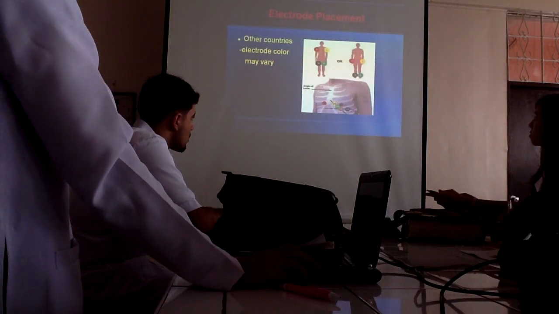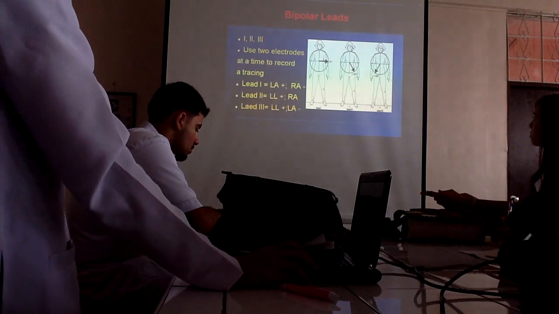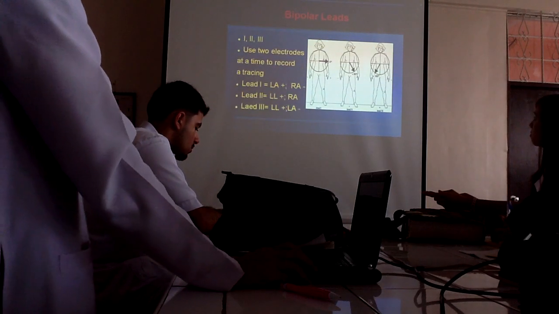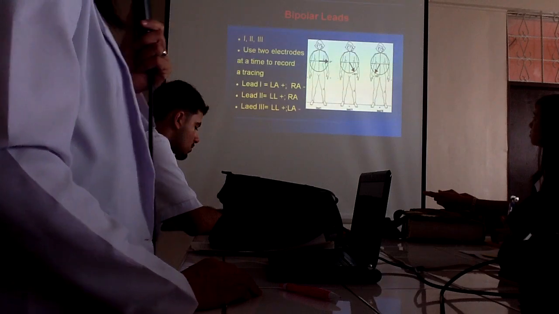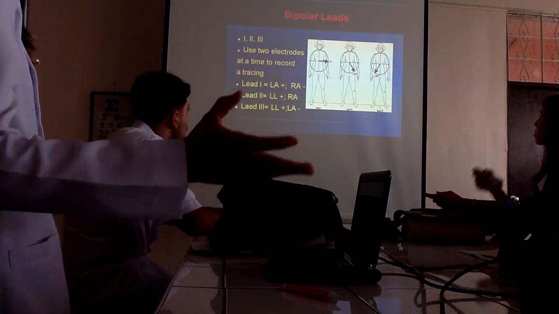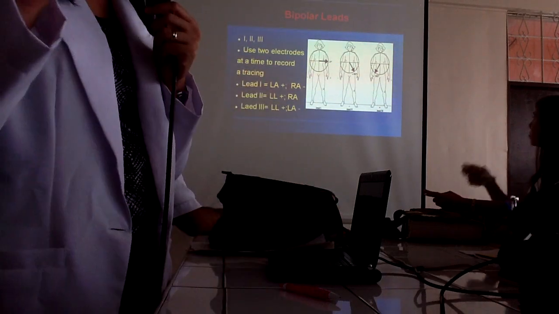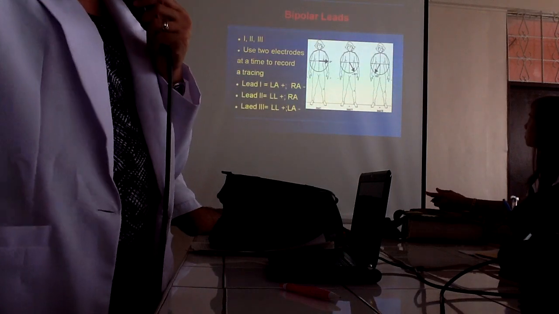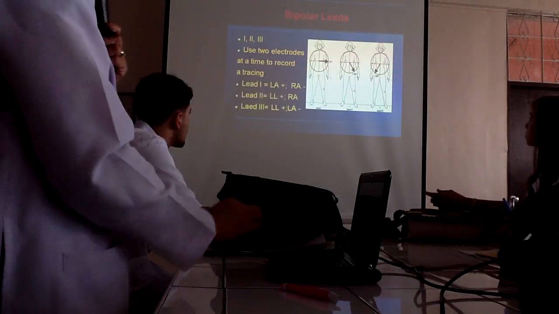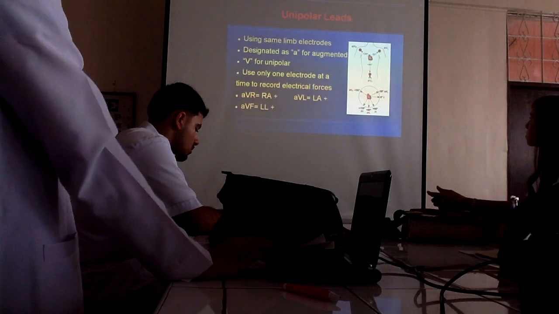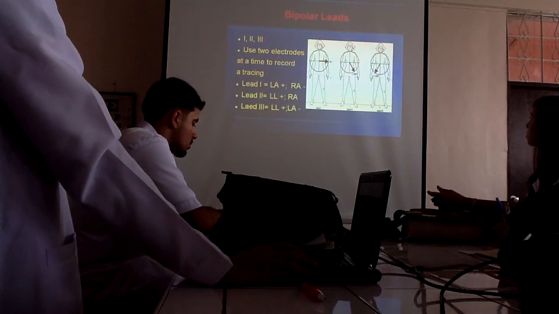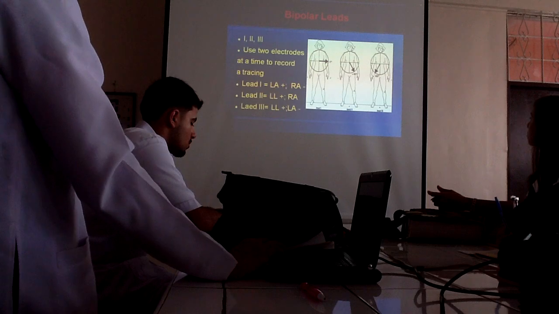Now, so you have bipolar and unipolar electrodes. Okay? Your bipolar, as the term implies, it needs to have two electrodes in order for you to make a tracing. Okay? Example of this are your lead 1, lead 2, and lead 3. Okay?